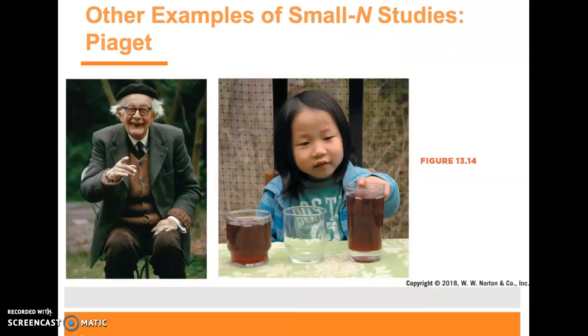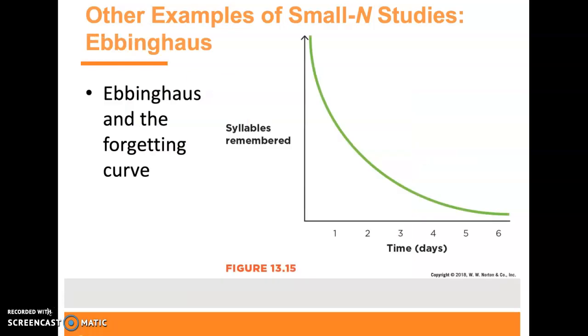Some other examples of small n studies come from Piaget, who studied his own children. So his 3 children were his participants, but again, he did so with such good experimental control that we learned great information from those studies. Ebbinghaus studied memory, and his only participant was himself. And so that forgetting curve that we learned from him came from data that he collected doing an experiment just with himself. So these small n studies can contribute really great information.